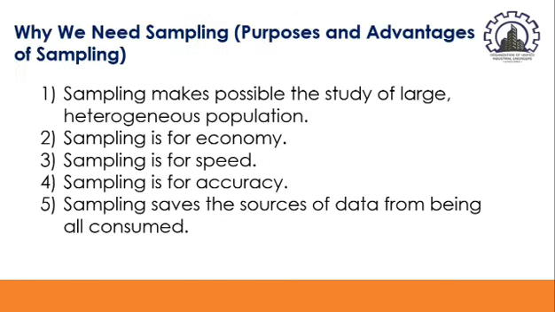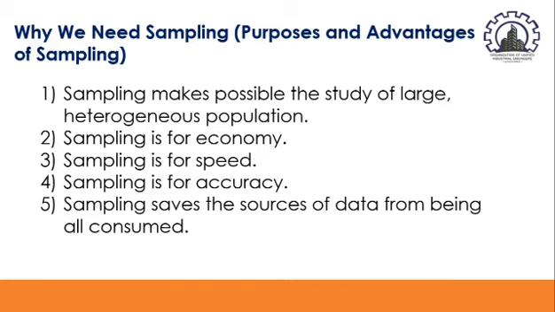So why do we need sampling, or what are the purposes and advantages of sampling? There are some advantages of sampling, some of which are the following. First, sampling makes possible the study of a large heterogeneous population. What do we mean by this? It means that the universe or population to be studied may be too large or unlimited, that it is almost impossible to reach all of them, correct?